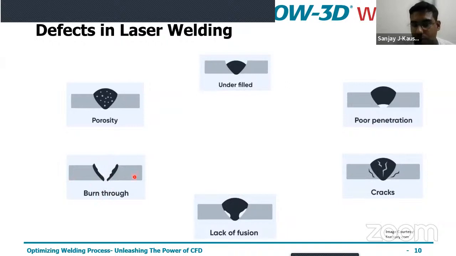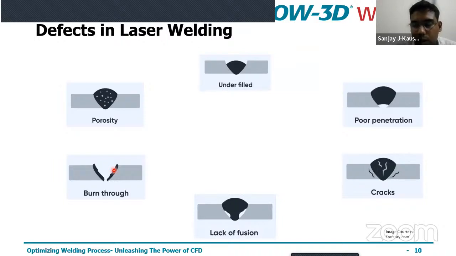Let's say these are two pieces of sheet metals. When the laser hits perpendicular, it burns through the metals and goes on. This is also a very commonly found defect in laser welding, because initially it's very difficult to find the parameters that are ideal for this particular process. So all these defects can be seen after you do the process.